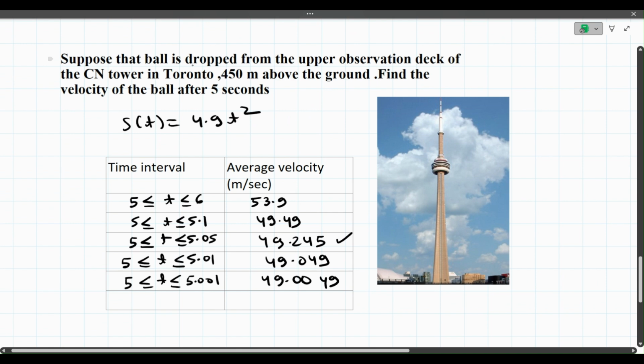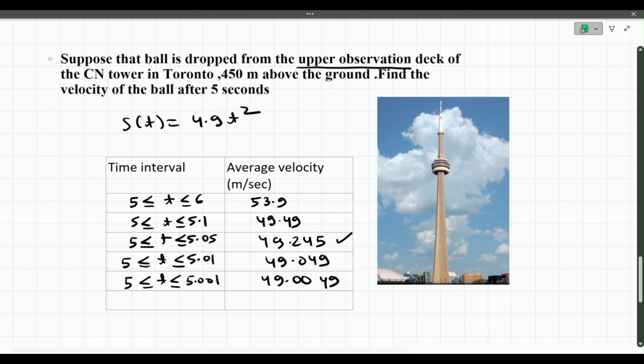Let's see some real life problems related to limits. Suppose a ball is dropped from the upper observation deck of the CN Tower in Toronto, 450 meters above the ground. Find the velocity of the ball after 5 seconds. So model the relation between the position and time. We can say that S(t) is 4.9 t squared.